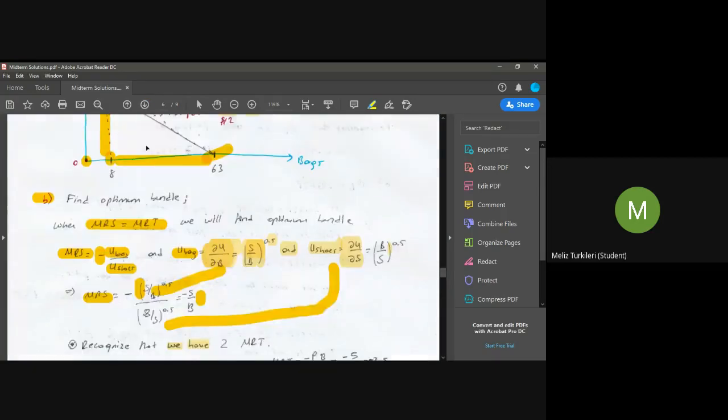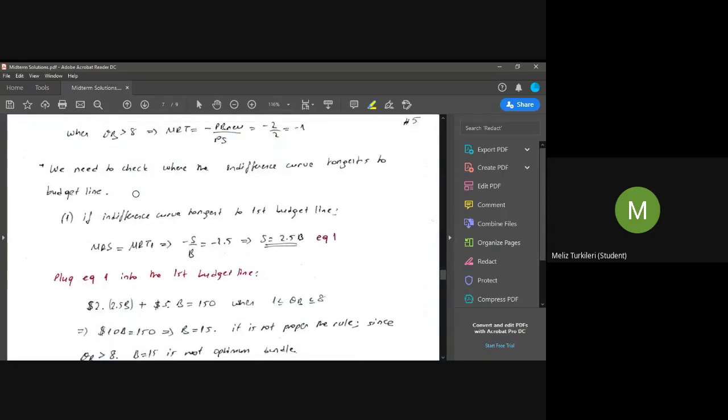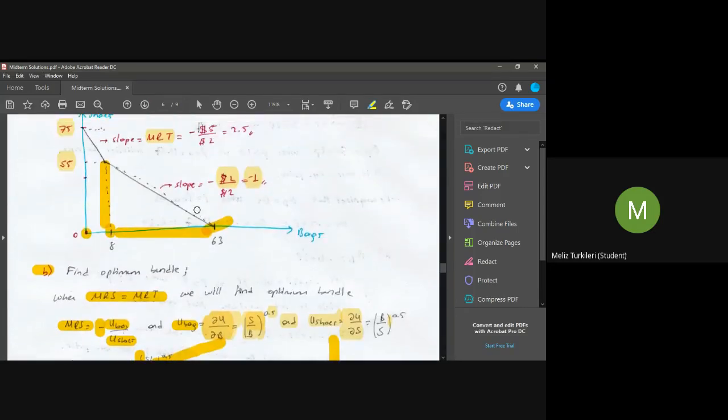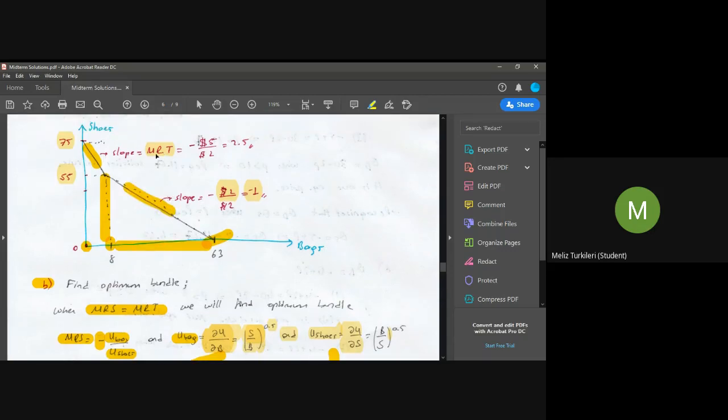Let's go with the second part. Try to find the marginal rate of transfer. Recognize that we have two different marginal rates of transfer, the first one and the second one. In the first part, I know that the marginal rate of transfer is equal to the slope of this line, and since the price of bags equals 5 and the price of shoes equals 2, the marginal rate of transfer is equal to 2.5 for this line.